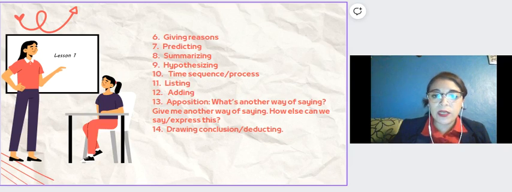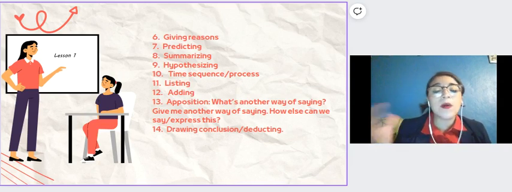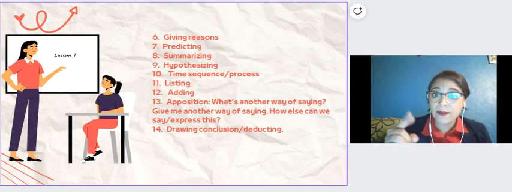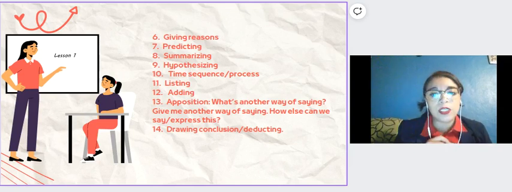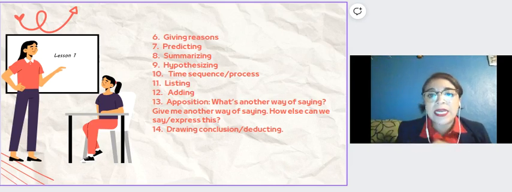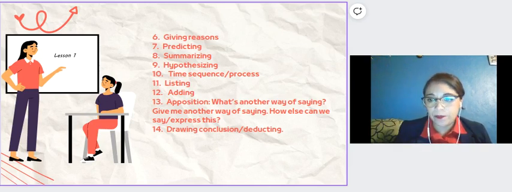Number 5, we have, sorry, I forgot. Number 5 is contextualizing. Number 6, giving reasons. Number 7, predicting. Number 8, summarizing. Number 9, hypothesizing. Number 10, time sequence and process. Number 11, listing. Number 12, adding. Number 13, opposition. What's another way of saying? Give me another way of saying that. How else can we say this and or express this? And number 14, drawing conclusions or deducing.